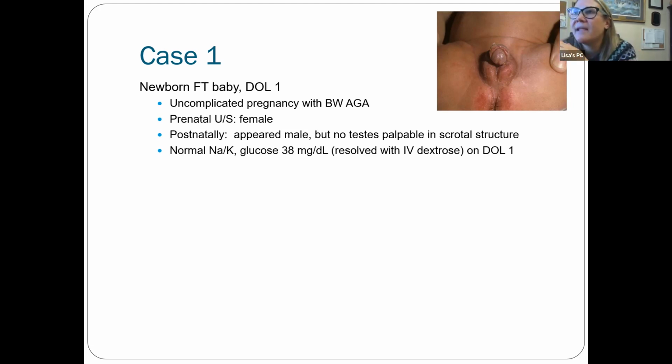As an aside, they had already done these labs just as part of their routine newborn stuff. So we know she had a normal sodium and a normal potassium on day of life 1, but she did have some hypoglycemia on day of life 1, but it responded very easily to glucose. And so once they gave her a bolus and put her on dextrose containing fluids, her glucose remained normal after that.